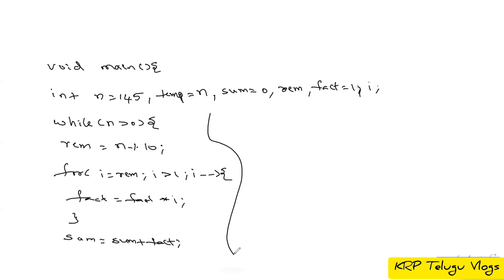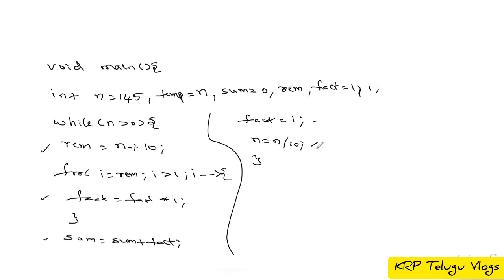So next time I'll reset the fact value to 1, fact equal to 1, and n is equal to n by 10. So n will become 14. So now I will extract 4. Now I will find out the 4 factorial, and I will add that to sum. Fact I'll reset to 1 again, n is equal to n by 10.